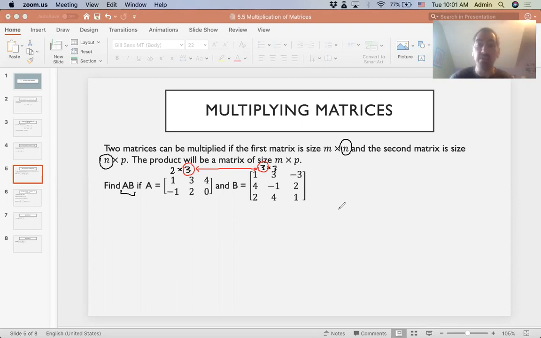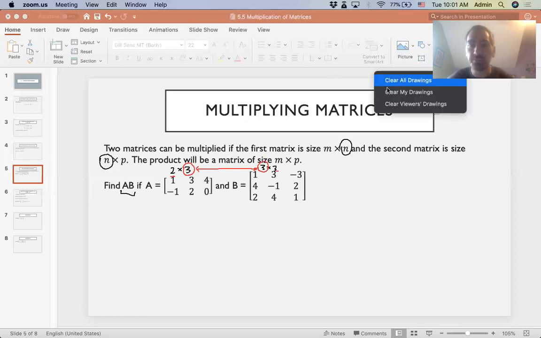The product, by the way, will be a matrix of size m by p. That means the product will have m rows and p columns. So in this case, my answer will be a 2 by 3 matrix, with 2 rows and 3 columns. All right, let's take a look at how this will work.